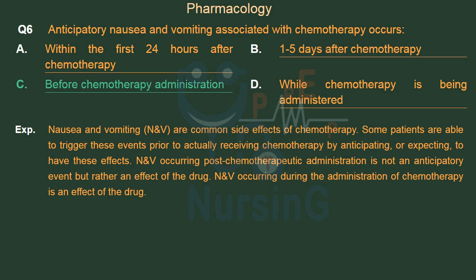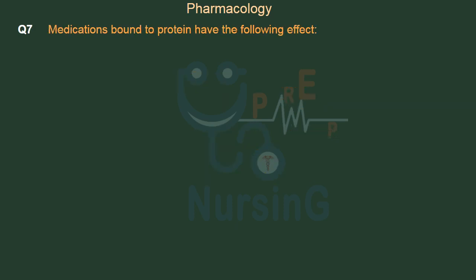Some patients are able to trigger these events prior to actually receiving chemotherapy by anticipating or expecting to have these effects. N and V occurring post-chemotherapeutic administration is not an anticipatory event but rather an effect of the drug. N and V occurring during the administration of chemotherapy is an effect of the drug.